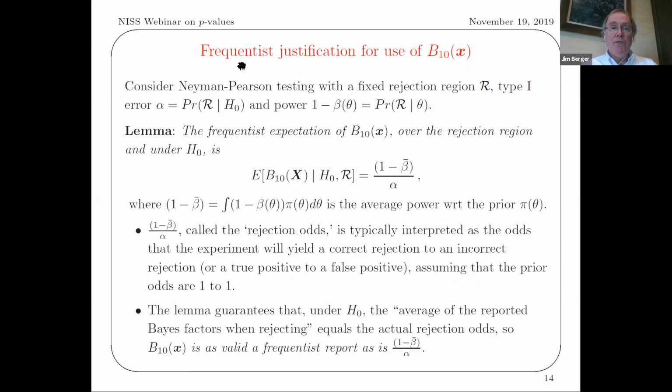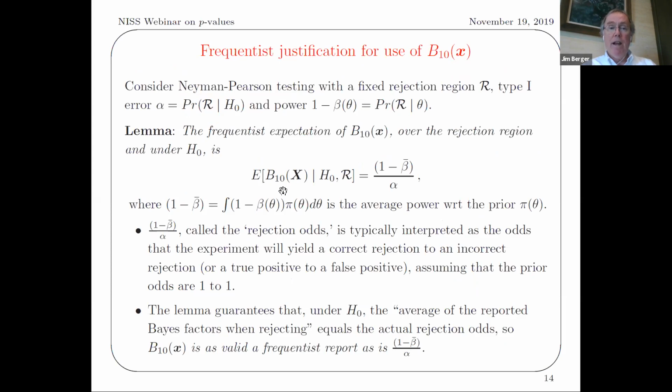Sometimes some people don't like Bayes. It turns out, however, that the reporting of these data-based odds, B10, has a complete frequentist justification. I'm going to do this a little quickly because I'm running short on time. If we consider Neyman-Pearson testing with a fixed rejection region R, you have a probability of type 1 error, alpha, and you have a power, 1 minus beta theta.